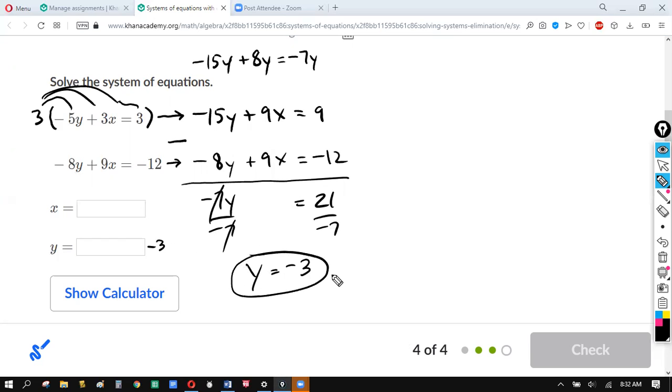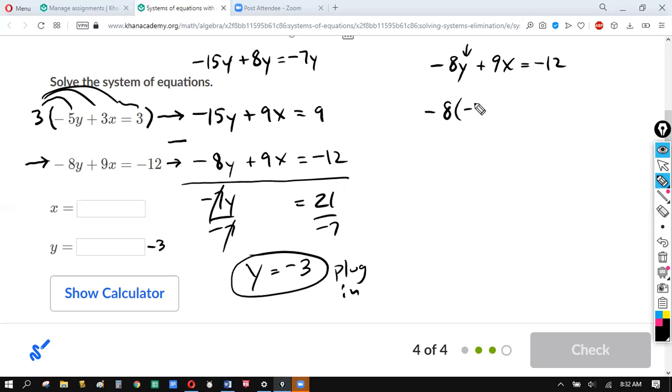And what do you do with that? You plug it in. Plug it in on either one. All right. So I'm going to use this one right here. I'll rewrite it. Negative 8y plus 9x equals negative 12. Okay, and y equals negative 3 goes right in there.